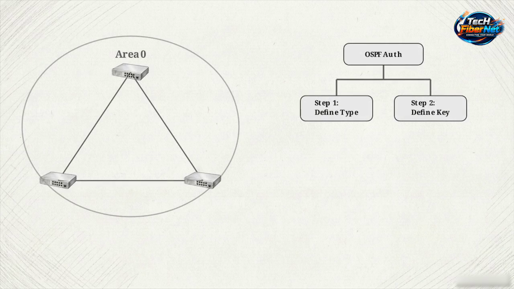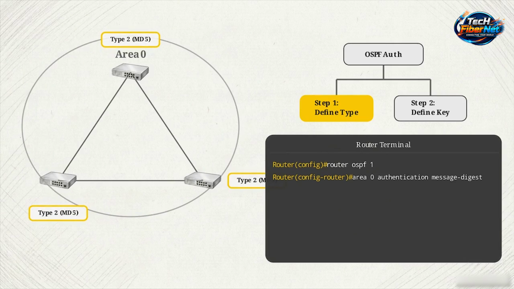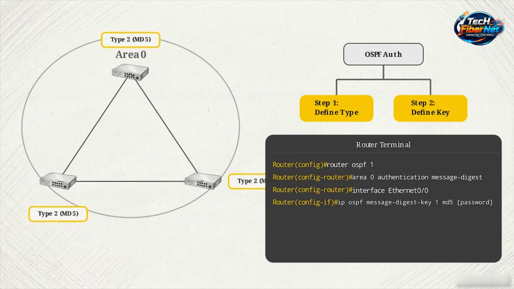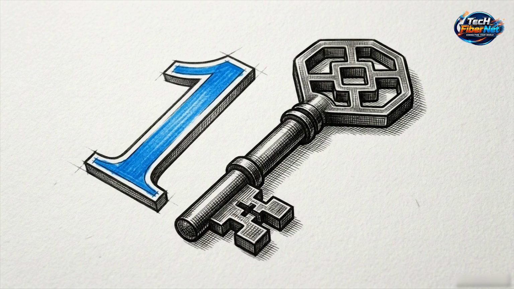OSPF authentication requires a strict two-step configuration process. On the right, the logic tree dictates we must define the authentication type, then the key. Step 1 defines the type at the area level. Under the OSPF process, we enter area 0 authentication message-digest. This command dictates that all OSPF interfaces in Area 0 must now expect Type 2 packets. Step 2 defines the specific key. Moving to the interface level, we enter ip ospf message-digest-key 1 md5, followed by the password. The number 1 in that command is the key ID parameter.